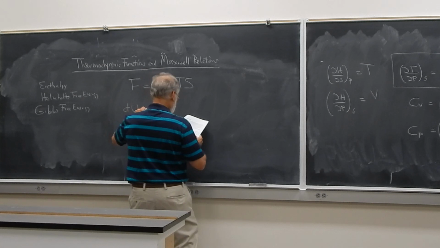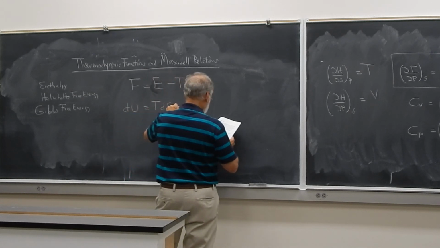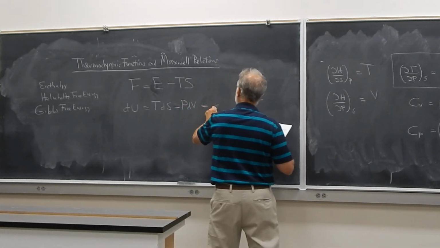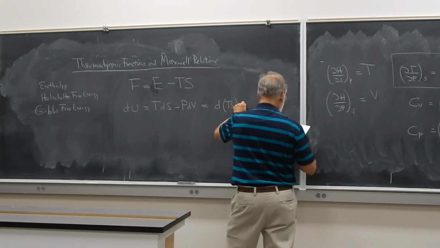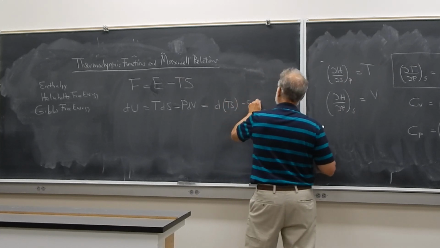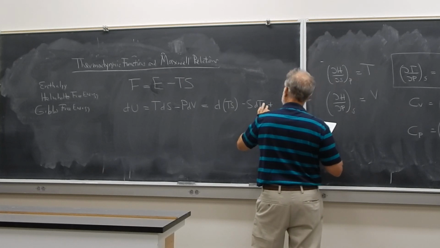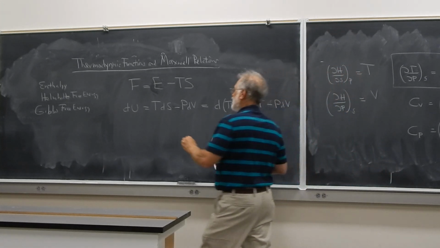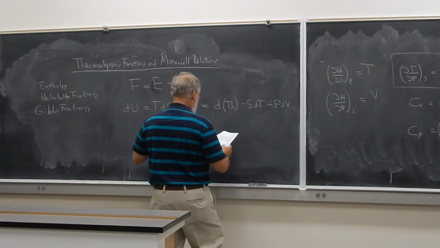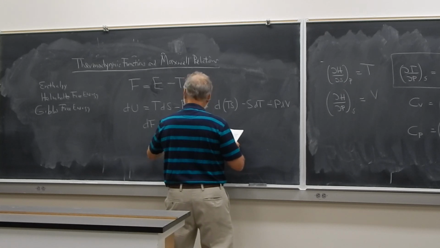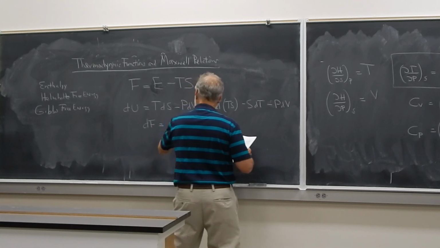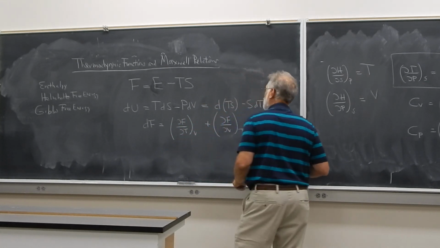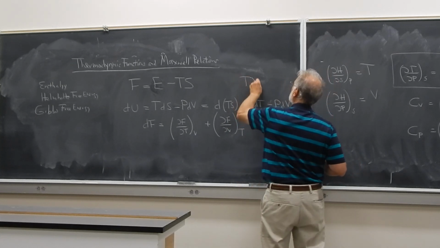Nonetheless, we write out our first law equation again. I'm going to write this as dF = -S dT - P dV. And so dF looks like dF/dT at constant V plus dF/dV at constant T. So my variables of interest in this case are T and V.